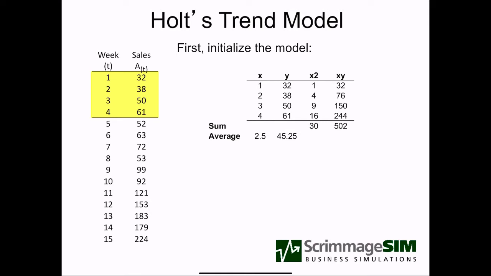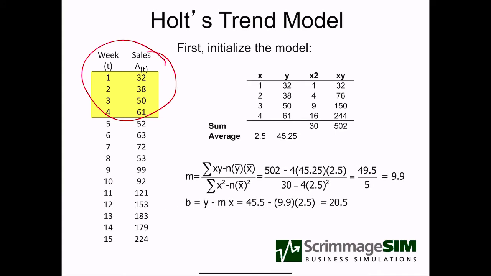So to initialize the model, we'll use regression. We're going to use the first four data points to initialize the model. We take those data points, get the x squared values, the xy values, the sums and the averages. We need to use regression, and we'll get a slope of 9.9. That means we see in those four data points an average increase of 9.9 per week. And our intercept is at 20.5. With this data, we can initialize the Holt's model.